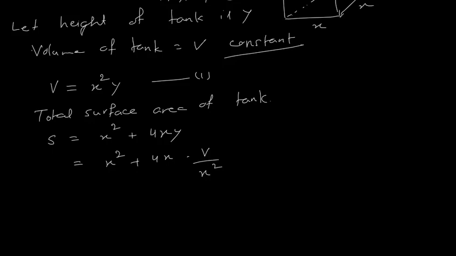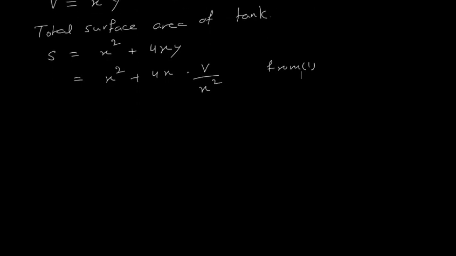If I convert x in terms of y, then x square will be V upon y and x will be root of V upon y. So the calculation will become a little tedious. So I have x square plus 4x into, in place of y we have written V upon x square. Now this is from 1. Now I simplify this. So the surface area S will become x square plus, 1 x will cancel, so I have 4V upon x. This is my surface area. S is equal to x square plus 4V upon x.